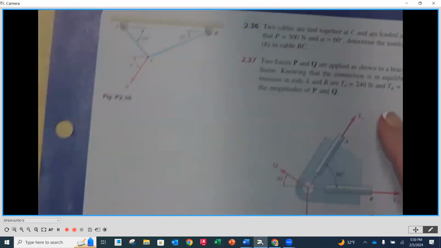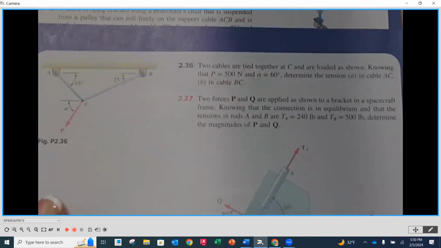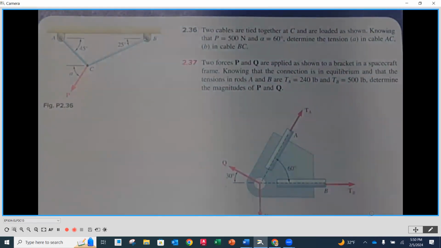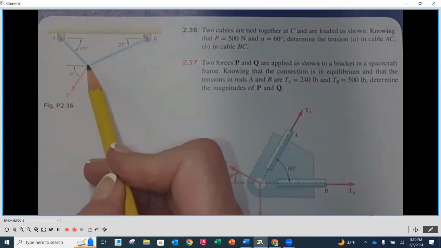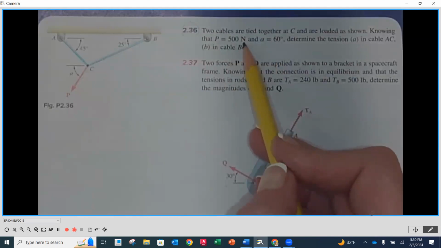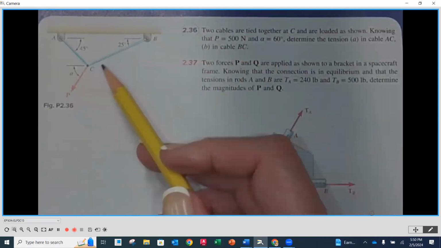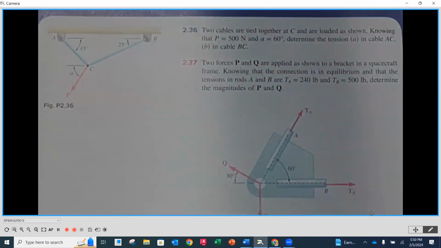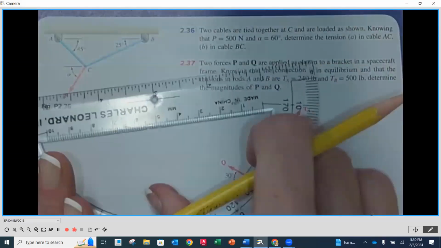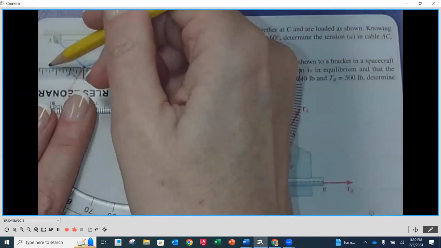The next problem we have is number 36, at the top of the following page. Here we've got two cables tied together at C, and they're loaded as shown. P is 500 newtons and it's at an angle of 60 degrees. Here again, we have point C that is kind of like the center of everything. That's our concurrent point. So we would start by showing our X and Y axis going right through C.